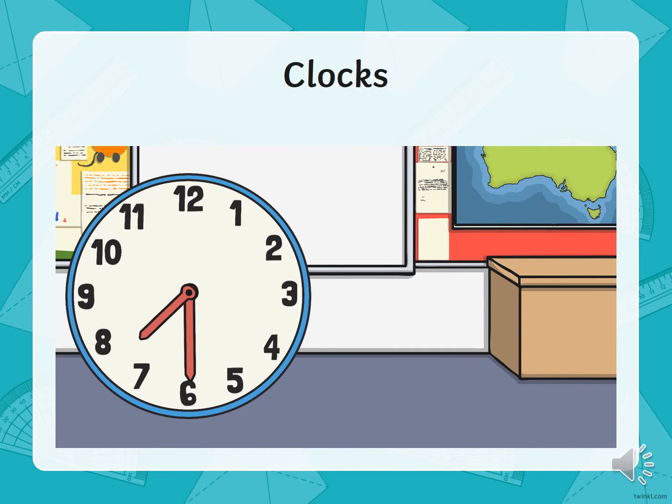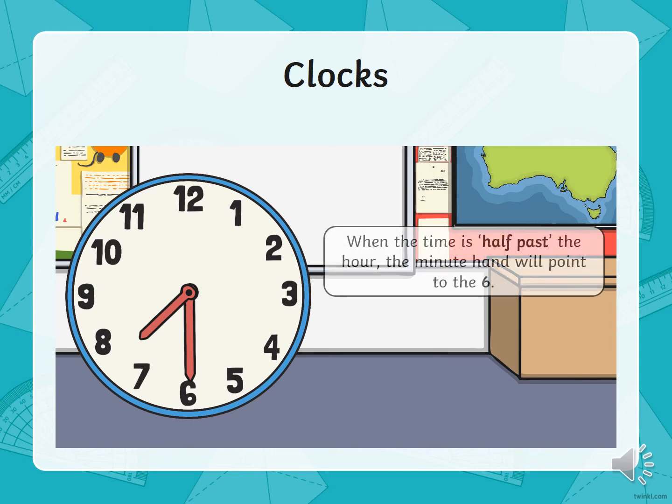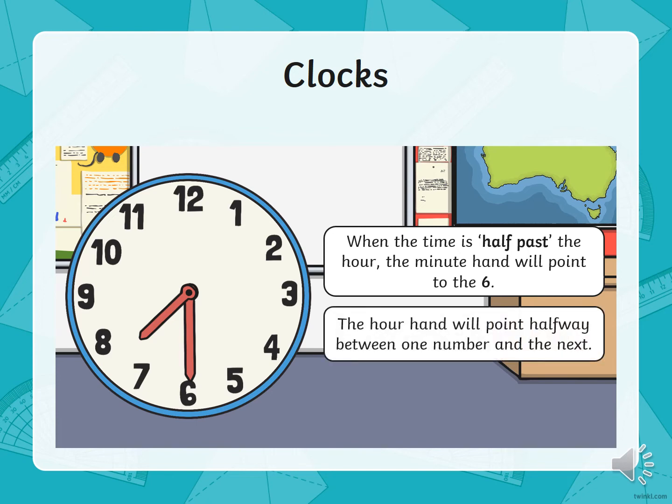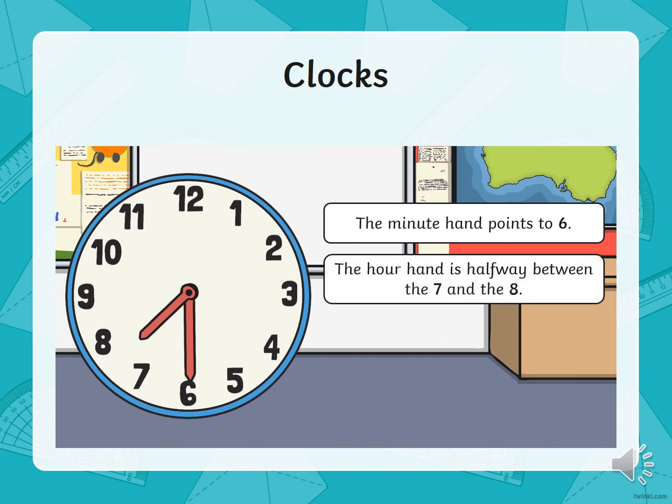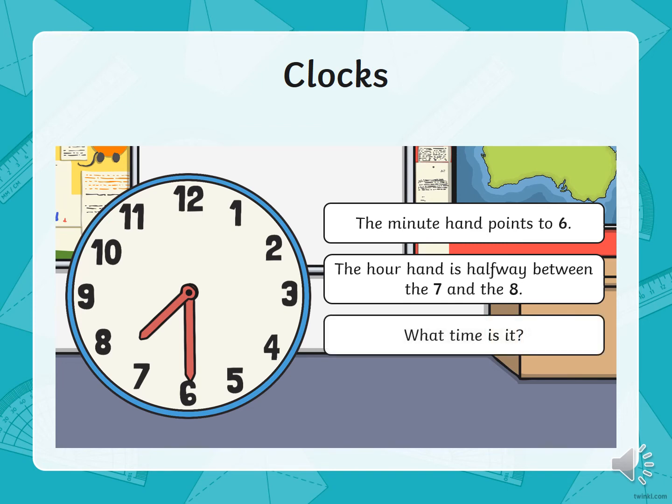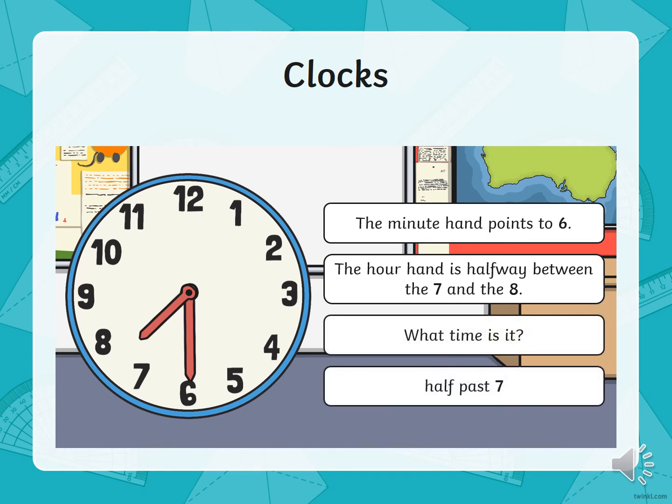We know half-past time. We know when the big hand points to the 6, it means half past. When time is half past, the minute hand will point to the 6. The hour hand will point halfway between one number and the next. The minute hand points to the 6, and the hour hand is halfway between the 7 and the 8. What is the time? 7:30.